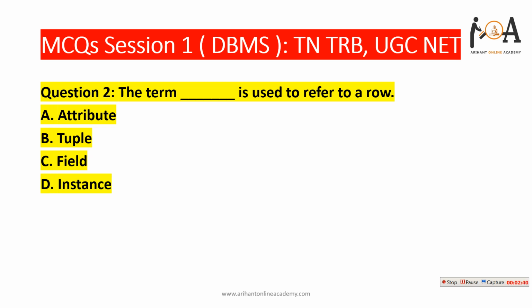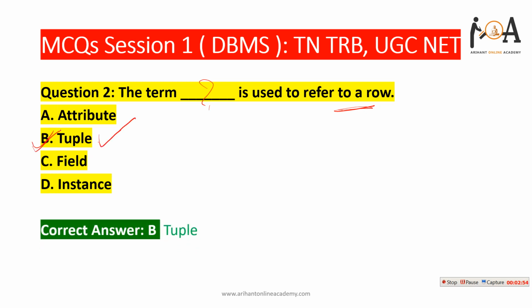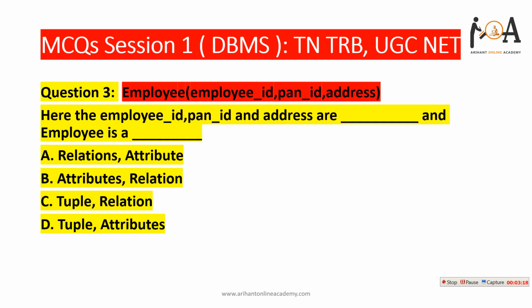The second question here is a fill in the blanks, and we have to fill this with the four given options. The term blank is used to refer to a row. So which term is used to refer to a row? The correct answer is tuple, option B. Yes, tuple is used to refer to a row, right? So guys, this kind of question is directly theoretical, and they are asking such questions in these exams, right? They are not asking so many numerical questions, but they are asking logical type questions and theoretical questions. So according to the scenario of the question, I will discuss the solutions, right?